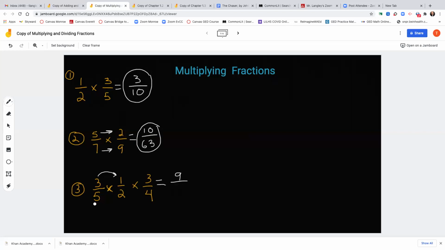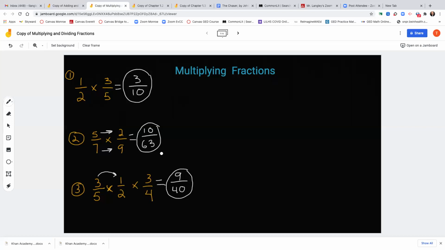Then you got my denominators, my bottom number. 5 times 2 is 10, times 4 is 40. And the last question I ask myself is, can I reduce? 9 does not go cleanly into 40. Nothing goes cleanly into both of them. There's my final answer. Okay. So that's the very basic form of multiplying fractions.